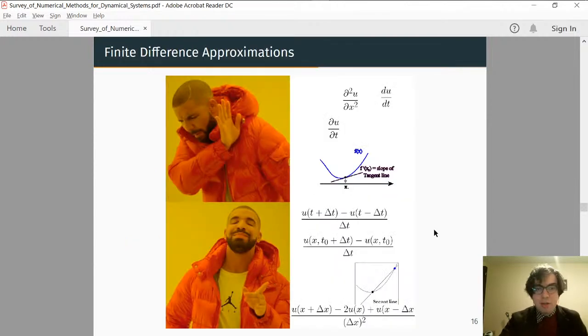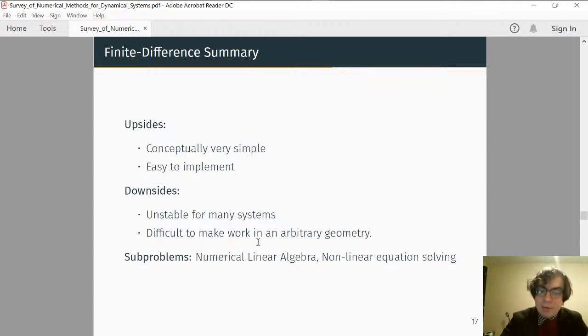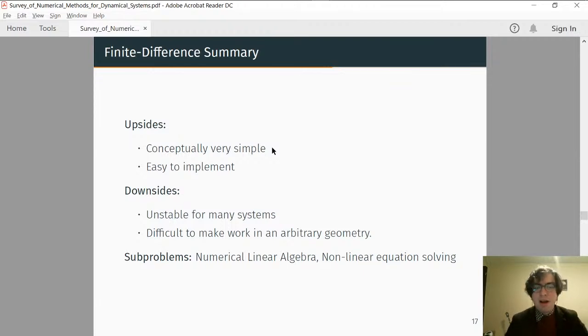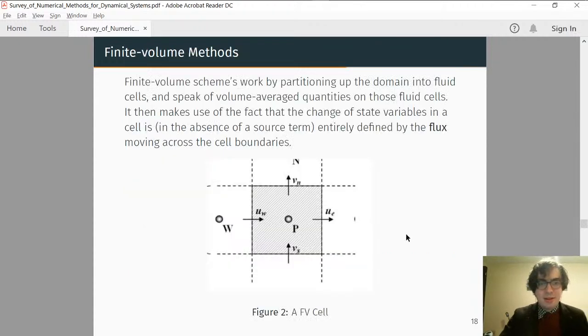All right. So that's finite difference approximations, and they give us the subproblems of numerical linear algebra and nonlinear equation solving. And I like this as an introduction to these type of PDEs because it's conceptually very simple. Just plug in those approximate slopes for the actual slopes, and you can solve the system through a series of algebraic equations. Very nice. But once again, it doesn't work for everything. We've got to use other stuff for other things, right?